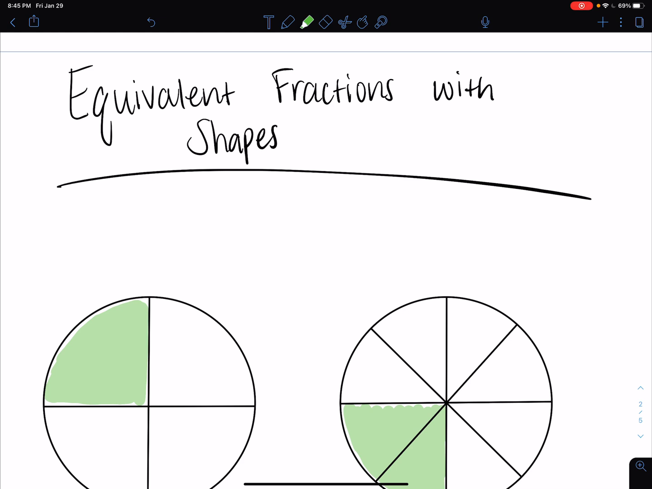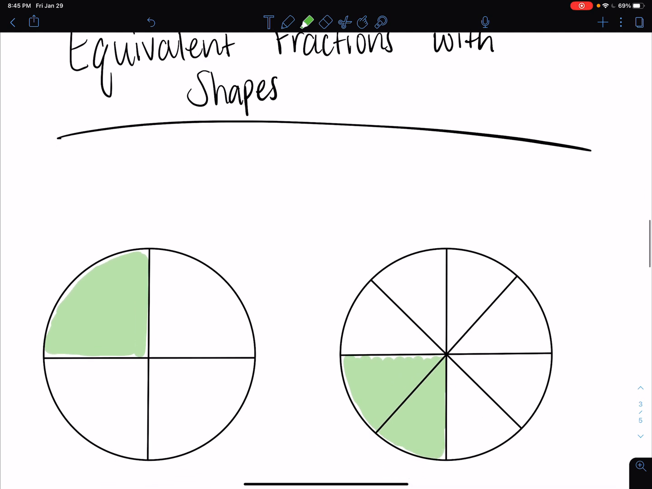So today we're going to be talking about equivalent fractions with some shapes. As you can see here, I've got two circles drawn. I've got one circle divided into fourths. I've got one circle divided into eighths.